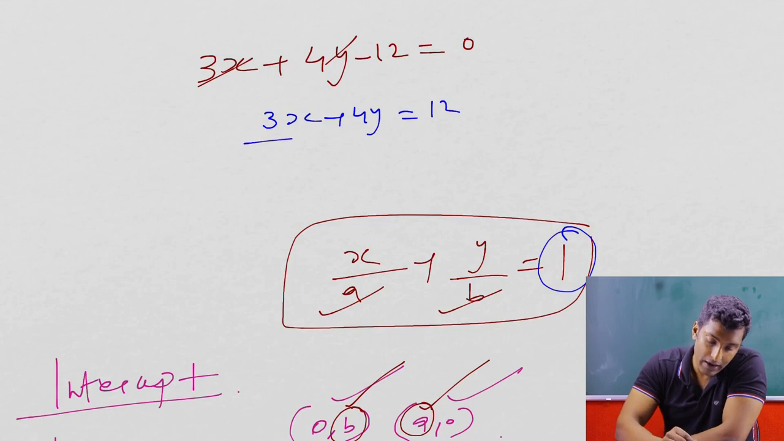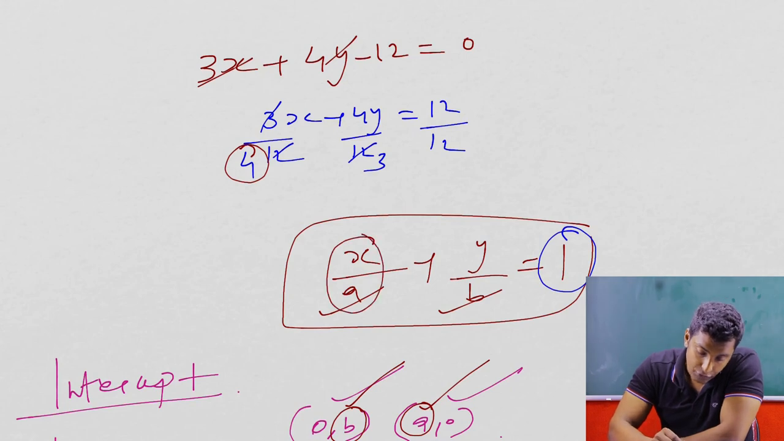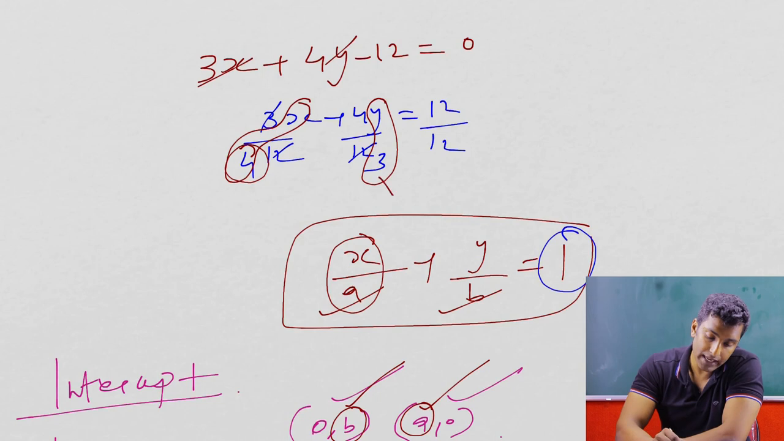Right hand side 1 means divide by 12 throughout. Once you divide by 12, you will get this as 4, this as 3. So clearly you can write easily that 4 is your x-intercept, because this is in the form of x by a. Now this is x by a, right? x by 4 and y by 3. So 3 is your y-intercept.